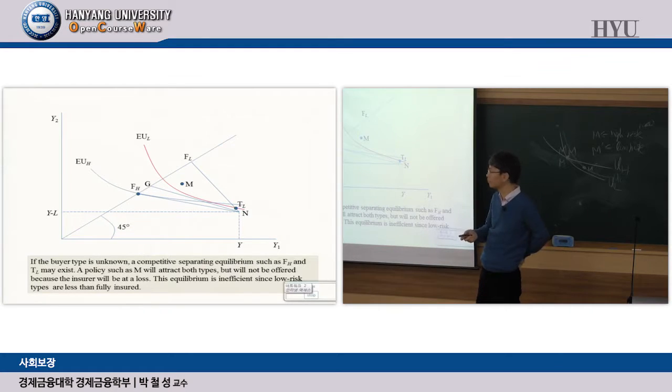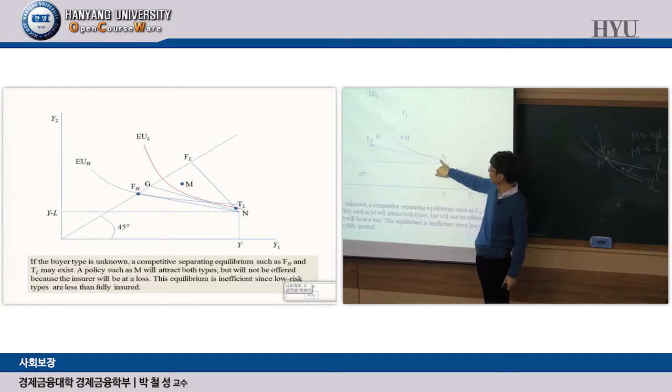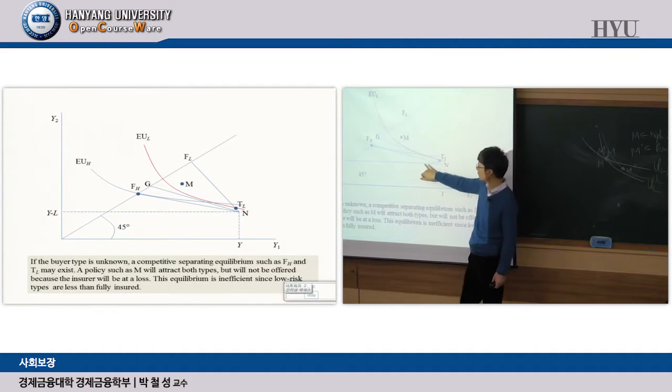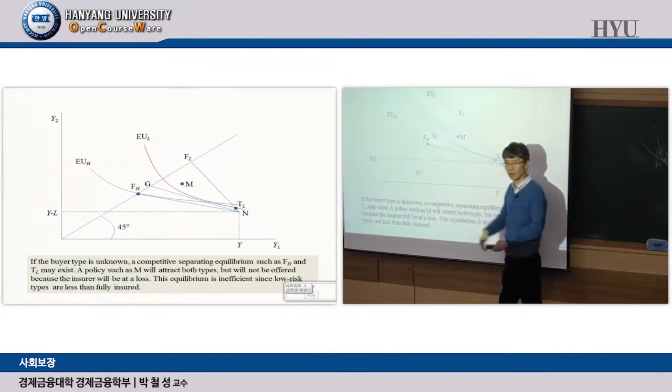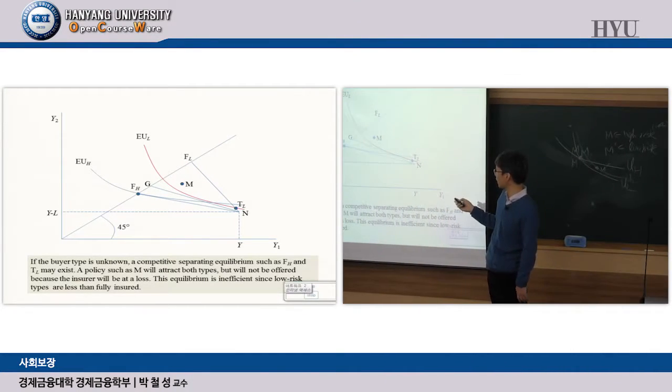What is TL in this picture? TL is the insurance policy that the low-risk type buys. This is the plan that the low-risk type buys, and this is the plan that the high-risk type buys. So in this case, the low-risk type actually buys very little insurance.